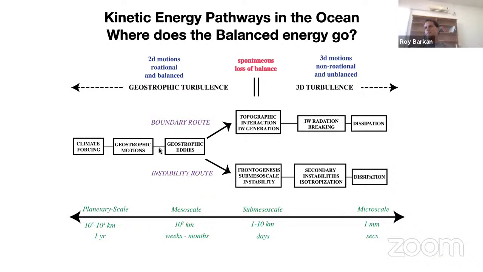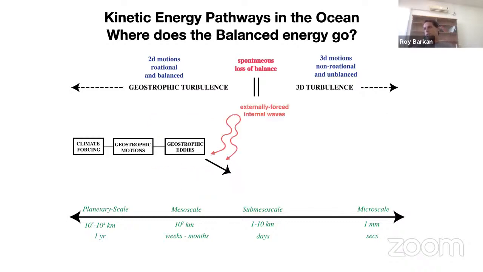There have been previous suggestions, some of which have been discussed before in this conference. Some have to do with the boundary route, topographic interactions, and Alberto showed something that could be associated with the instability route. But the question that I've been asking myself for the past few years is whether externally forced internal waves, whether near-inertial waves or internal tides, can affect this energy transfer to dissipation, and this is sometimes referred to as stimulated loss of balance.